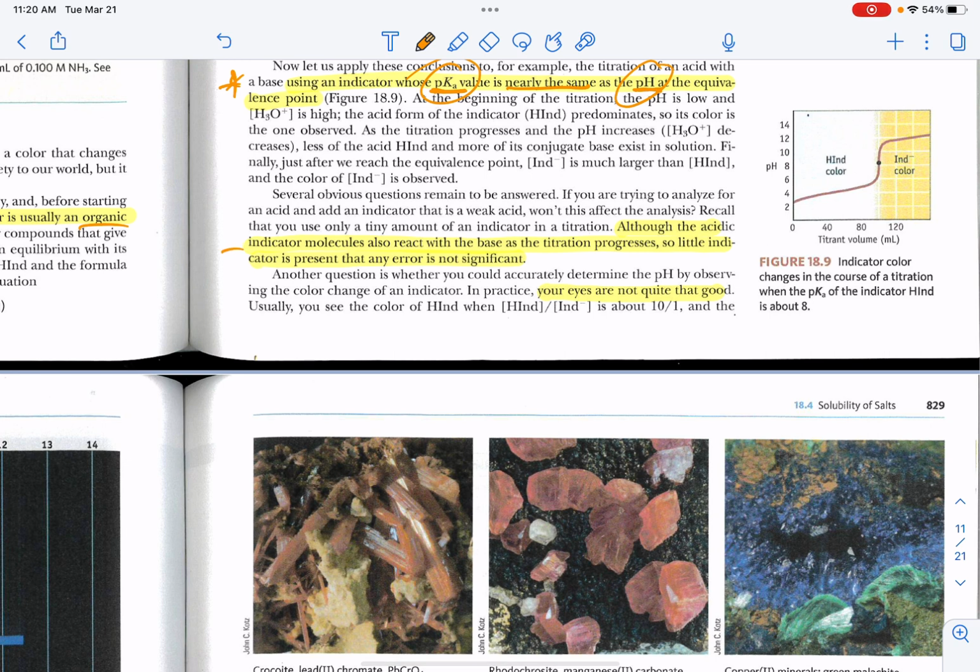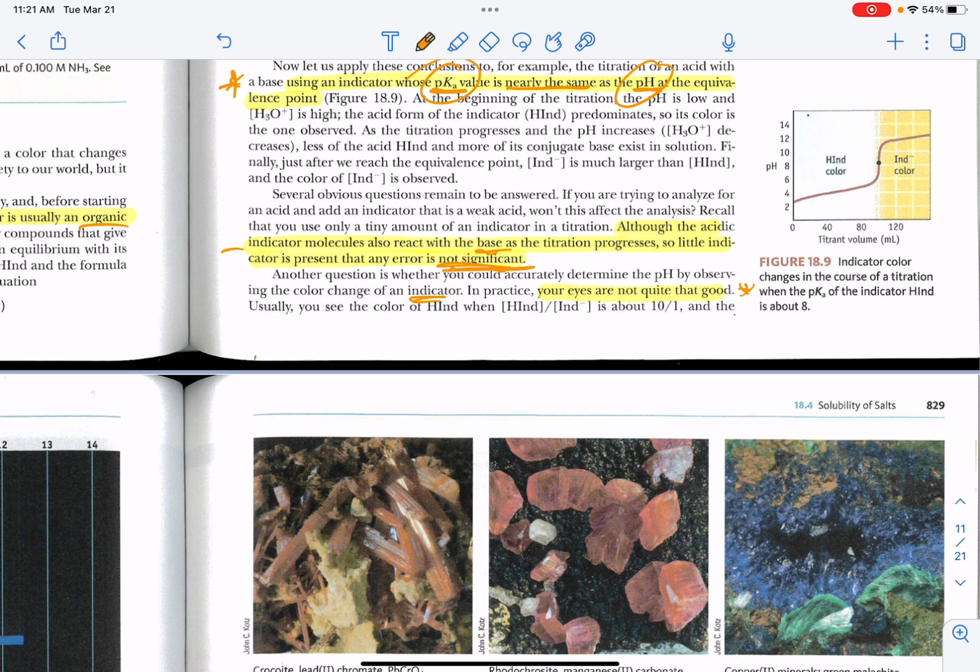Now down here, although the acidic indicator molecules also react with the base, they don't do it significantly. In other words, you might say, if I'm adding an acidic indicator to my acid, aren't I changing the pH of my solution? And the answer is not enough to make a difference, because the indicator is a very, very, very weak acid. And you're only adding a couple of drops of it as well. Another thing we should point out is that indicators are very helpful, but sometimes the indicator is not going to get you the level of precision that you might like.